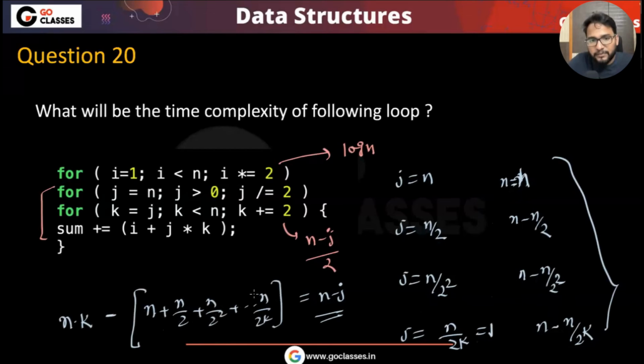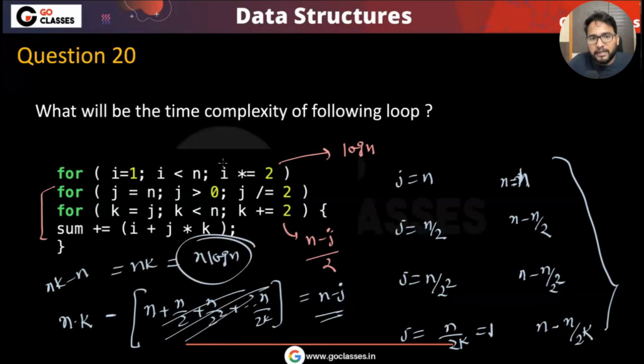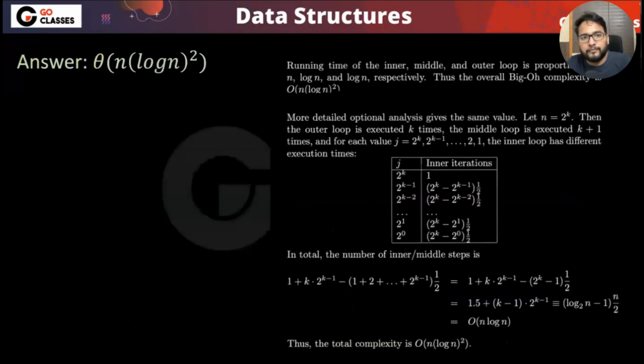Since it is a decreasing GP, you can just ignore all of this. This is just n. So it is nk minus n. And ultimately, this is just nk. And the k value is log n, so n log n. And then this is also log n. So n log n square, I think that's the answer. Yeah, n log n square.